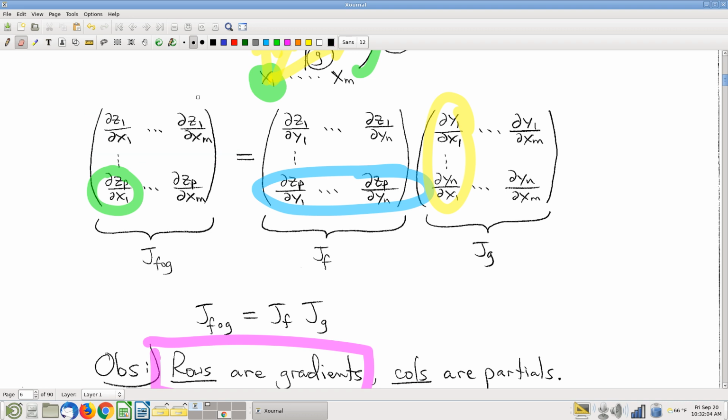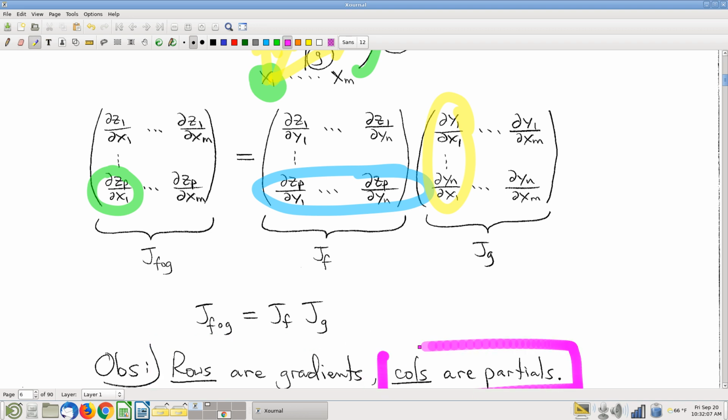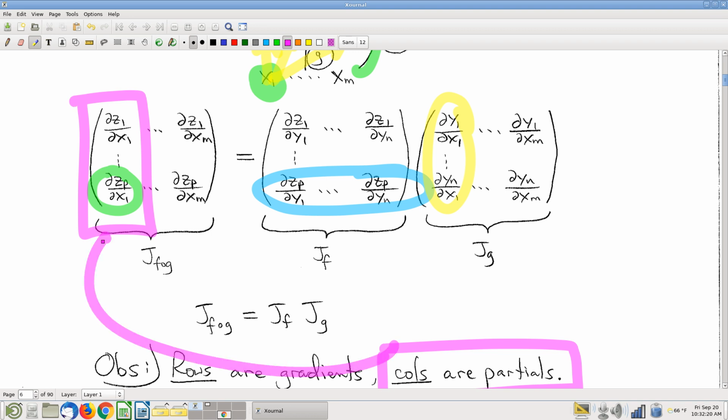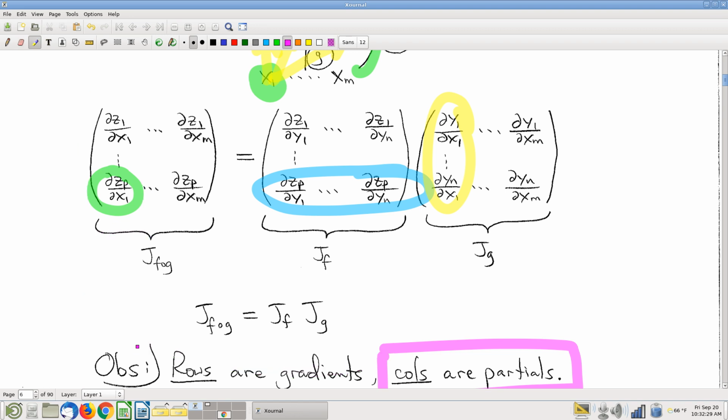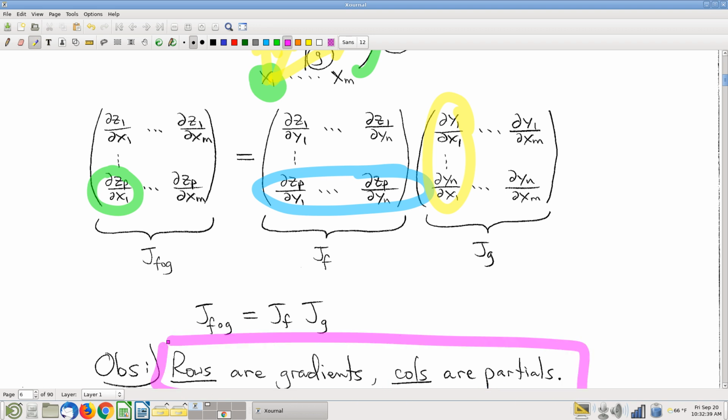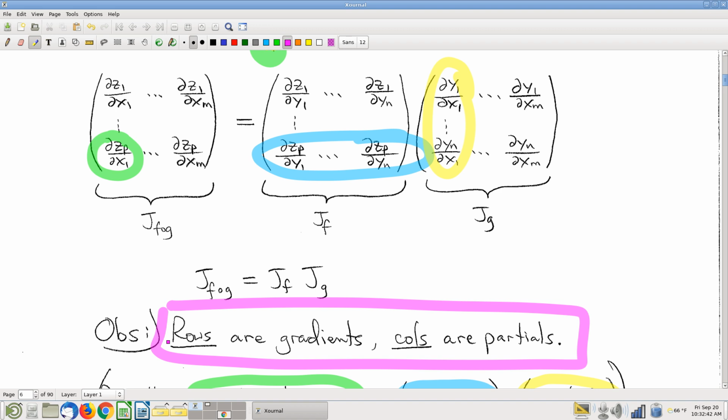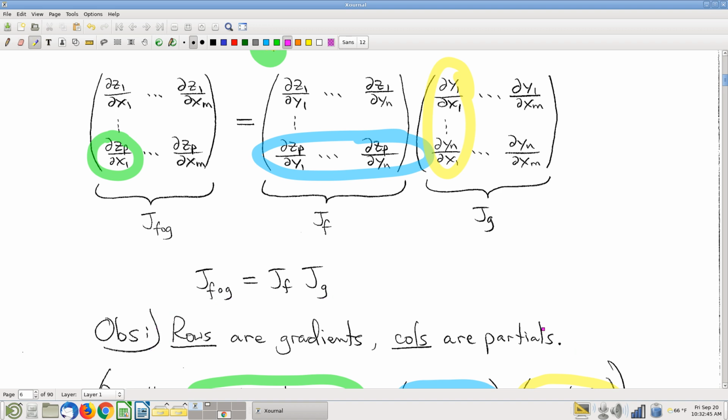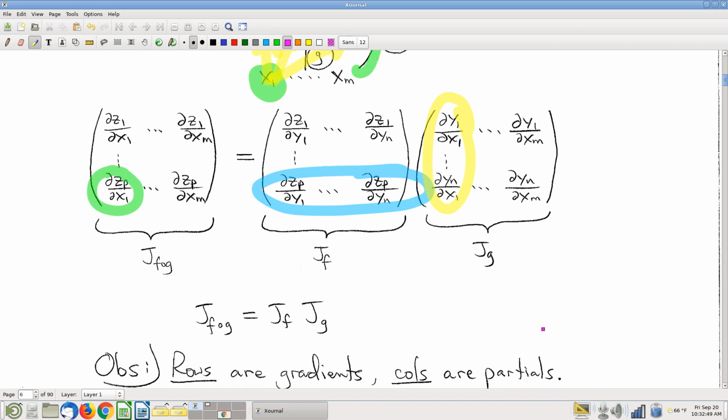So rows are gradients. And then in further good fortune, columns are partial derivatives. Here we're taking the partials with respect to x1. So that column is a partial derivative. It's a partial derivative of all the z functions with respect to x1, a single input variable x1. And likewise, this is the xm partial, and these are the y1 partials, etc. Okay, so this arranging a bunch of partial derivatives in this way, we call this a Jacobian matrix, and it gives us this wonderful sort of shorthand then for the chain rule.